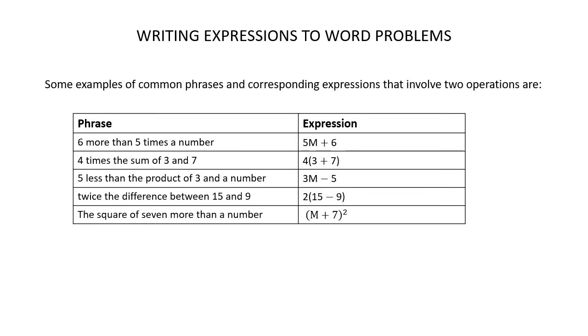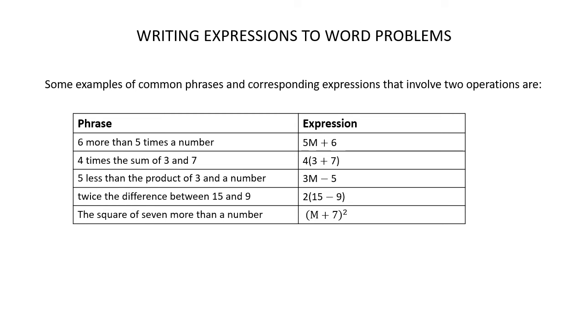Look at this phrase. Twice the difference between 15 and 9. The difference between 15 and 9 is written as 15 minus 9. Twice the difference means you have to multiply this difference by 2. So twice the difference between 15 and 9 is written as 2 multiplied by 15 minus 9.